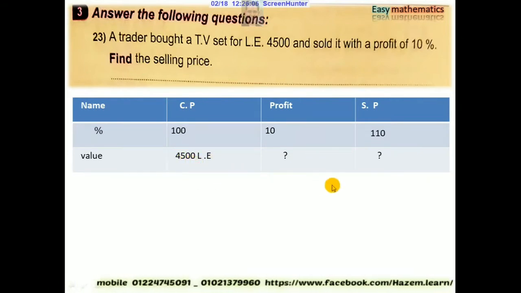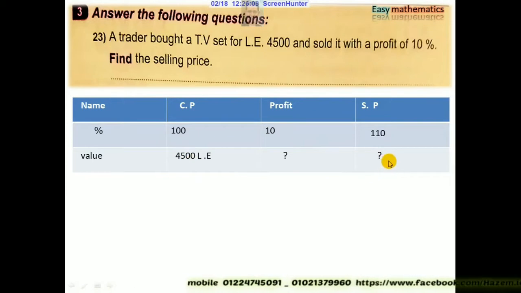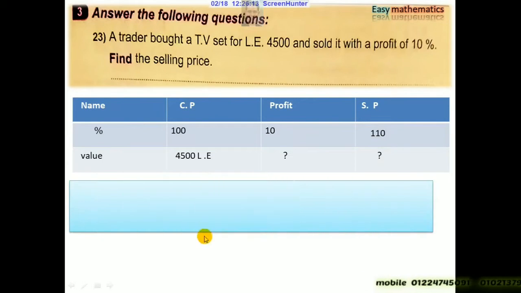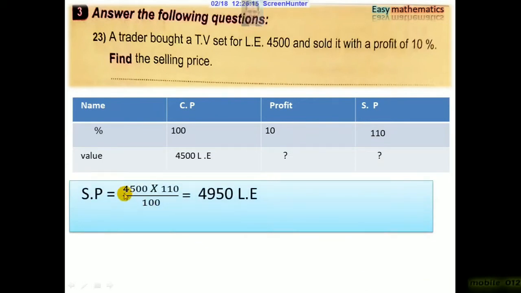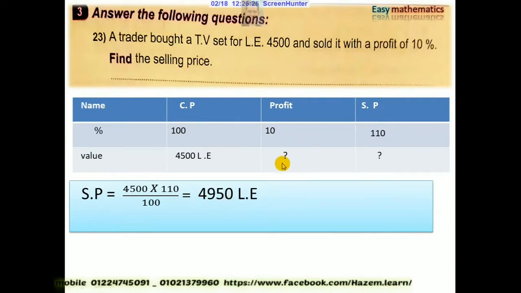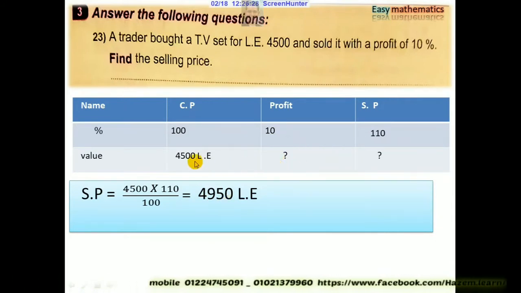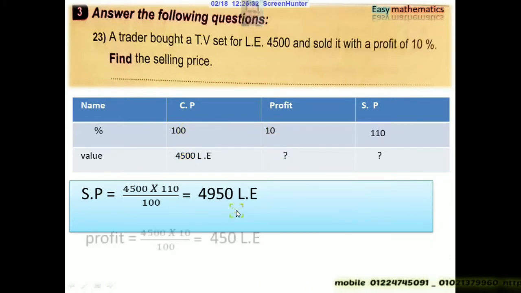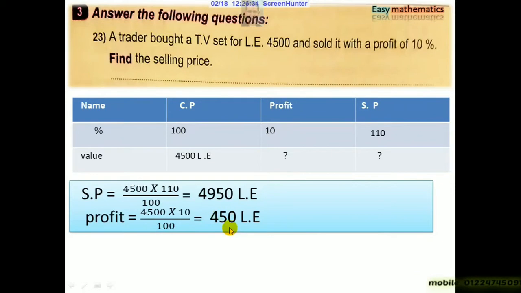How? To find the selling price, we must do these steps. Cross multiplication: we multiply 4,500 by 110 over 100. It will be equal 4,950. How to find the value of profit? By doing the same cross multiplication, multiply 4,500 by 10 over 100, like that. It will be equal 450 pounds.